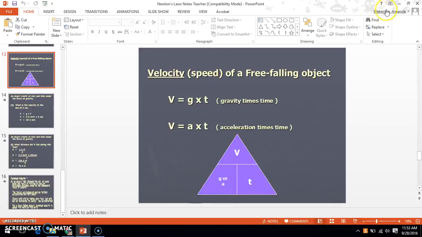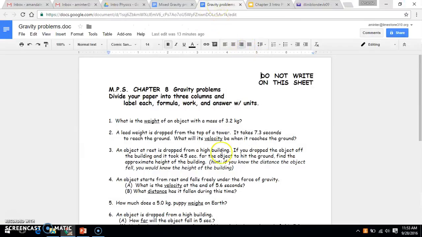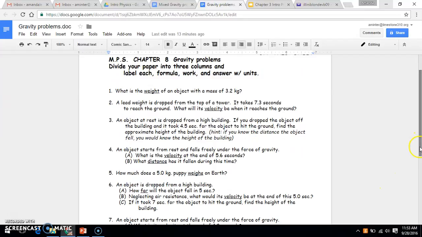So an example of this type of problem would be number 2. It says a lead weight is dropped from the tower. It takes 7.3 seconds to reach the ground. What is its velocity when it reaches the ground? All right, so remember, velocity is gravity times time. It only gives you one number. It gives you the time, which is 7.3. And you're going to take that times gravity, which is 9.8 meters per second squared.